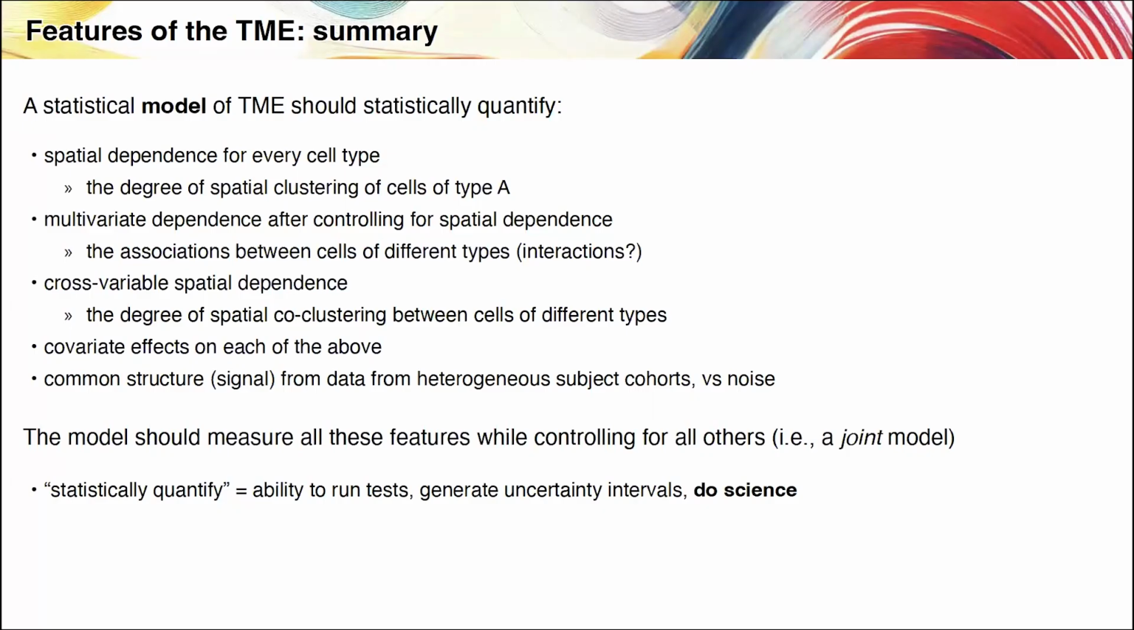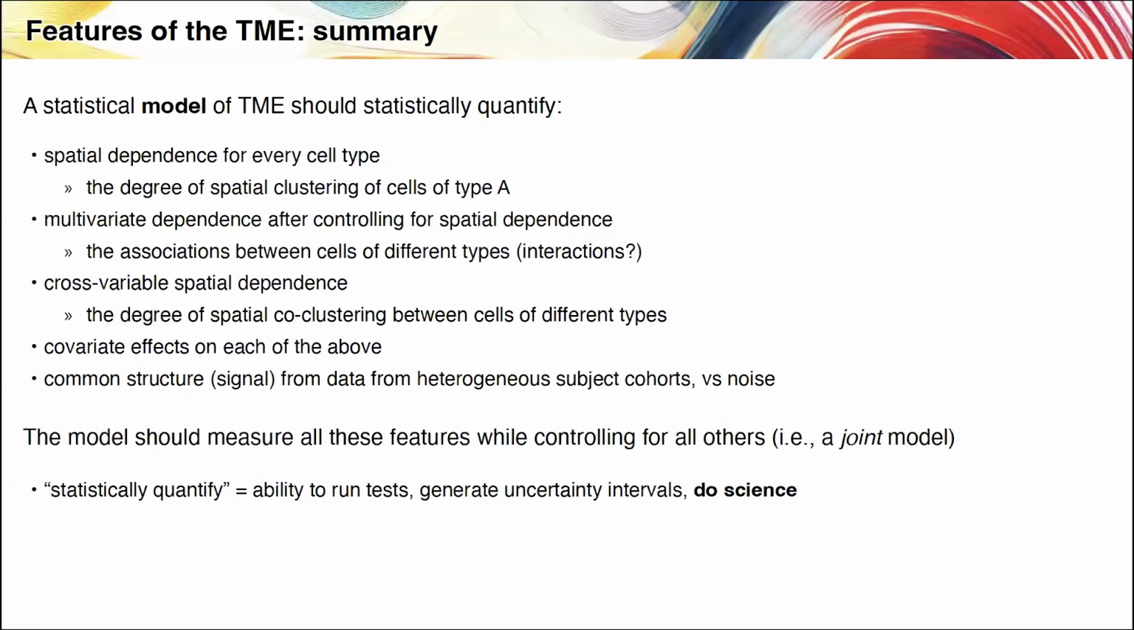And so that is to say, if I observe a cell of type A here, how likely is it that I'm going to see a cell type B next to me, right? And so that is the degree of spatial co-clustering. You can imagine this is also important when maybe we want to see whether treatment changes the way in which immune cells go and attack a cancer cell. I mean, that's my understanding, right? And so that's co-clustering, cross-variable spatial dependence.